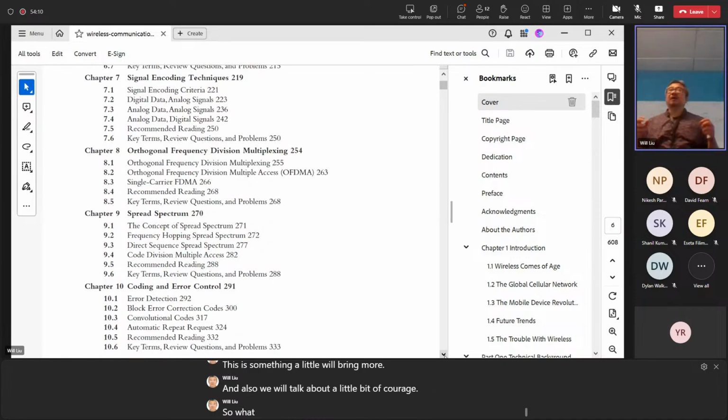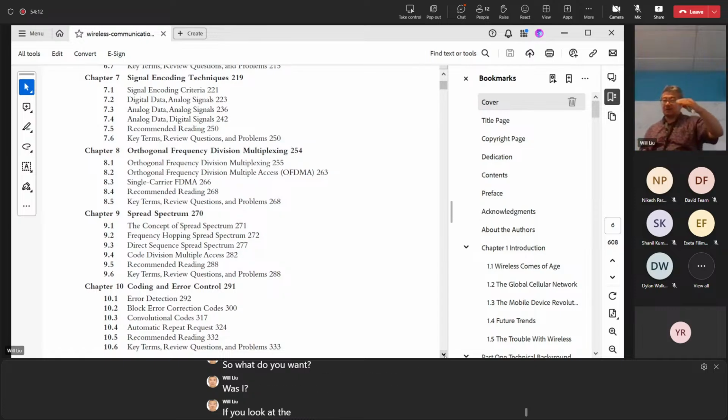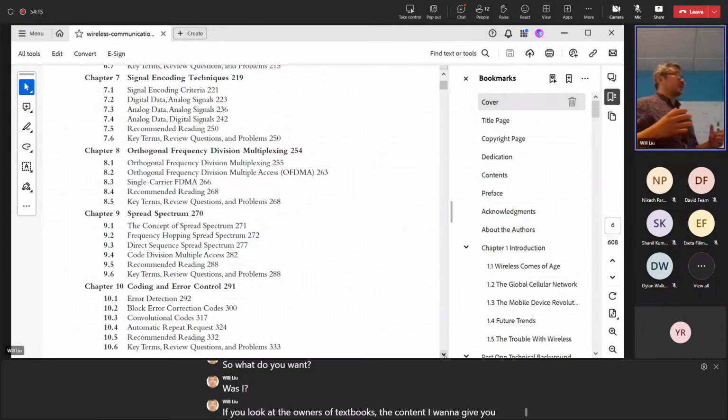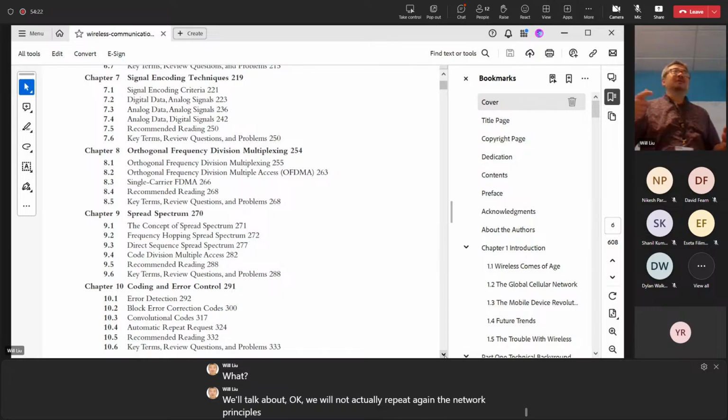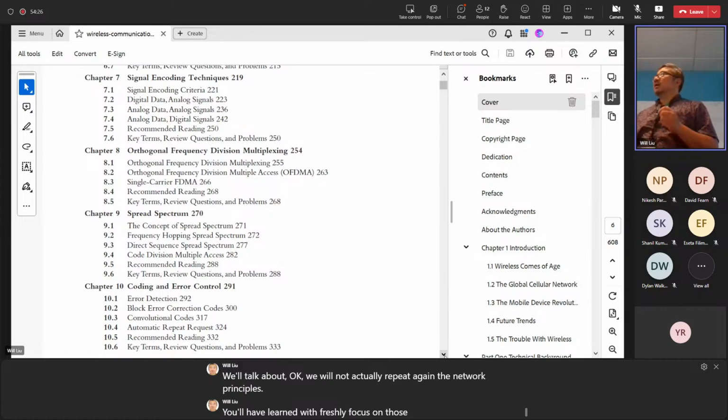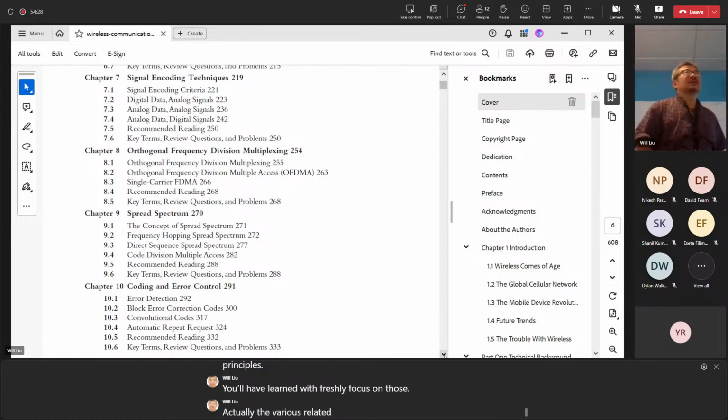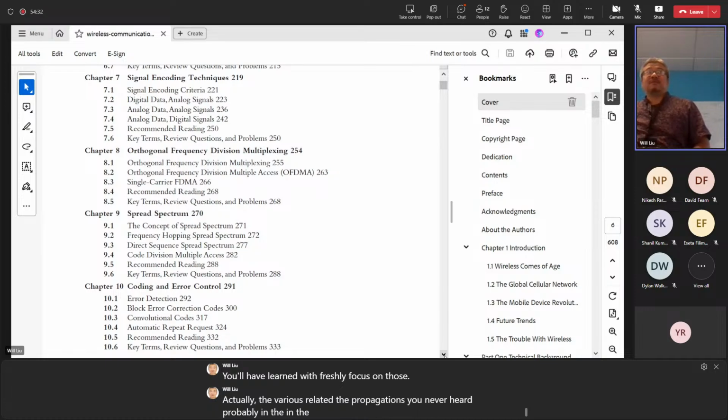If you look at the order of the textbook's content, I want to give you a big picture of what we will talk about. Okay, we will not repeat the network protocols you have learned. We especially focus on the wireless-related topics, the propagation you probably never heard of in the past, and coverage.